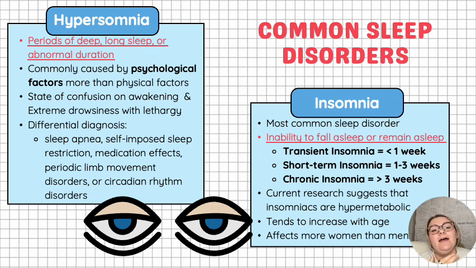Now, on the other end of that is insomnia. Insomnia is the most common sleep disorder, and this is when there is an inability to fall asleep and or stay asleep. There's a couple different types. With transient insomnia, it's when it's less than a week of insomnia. Short-term insomnia is anywhere from 1 to 3 weeks, and chronic insomnia is greater than 3 weeks. So current research is showing that people with insomnia are hypermetabolic, which I thought was pretty interesting to learn, as well as insomnia tends to affect more women than men, and it does increase as you age.